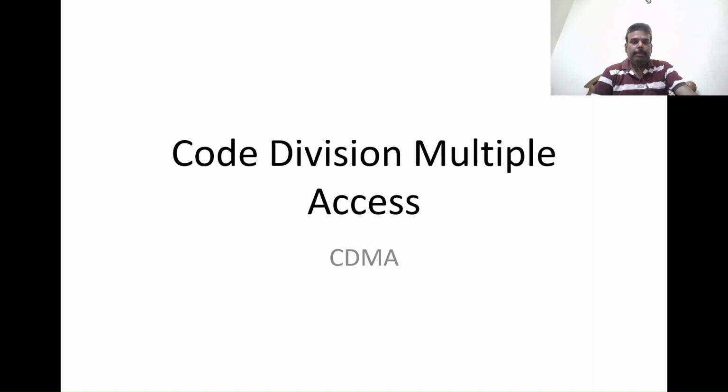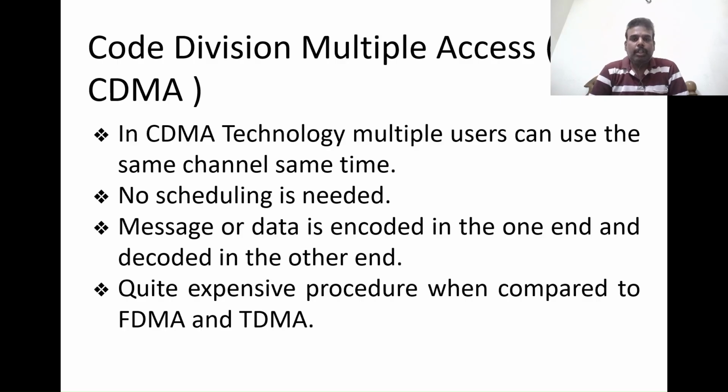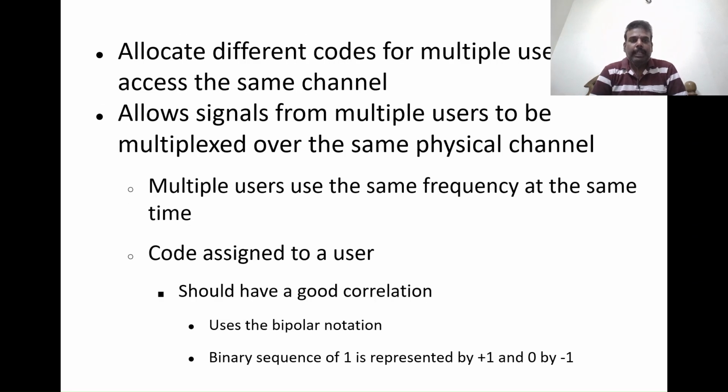So next, code division multiplexing. See, code division multiplexing is CDMA. In CDMA technology, multiple users can use the same channel at a time. No scheduling is needed. Message or data is encoded at one end and decoded at the other end. It is quite an expensive procedure compared to TDMA and FDMA. We allocate different codes for multiple users to access the same channel. It allows signals for multiple users to be multiplexed over the same physical channel. So multiple users will use the same frequency at the same time. The code assigned to a particular user should have a good correlation.